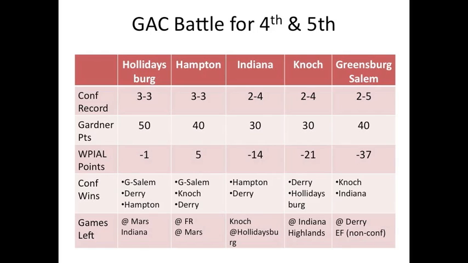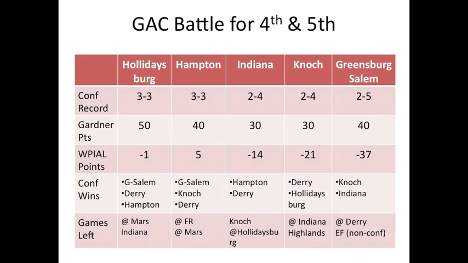Indiana and Knock are currently tied for 6th place, and Indiana has a win over 5th place Hampton, while Knock has a win over 4th place Hollidaysburg. With Hollidaysburg facing Mars and Hampton facing Franklin Regional, the potential exists for a three-way tie for 4th, 5th, and 6th place heading into the last week of the season.